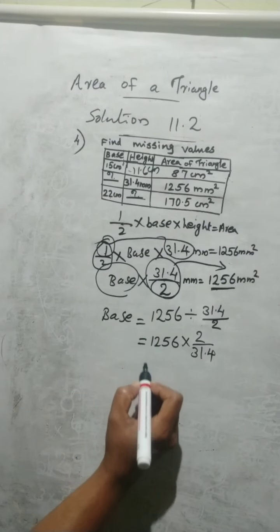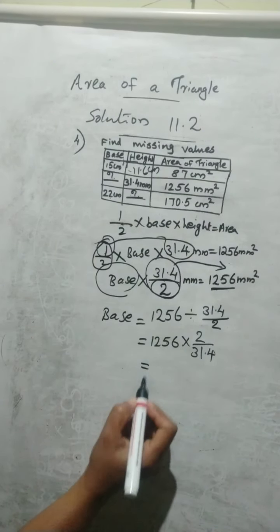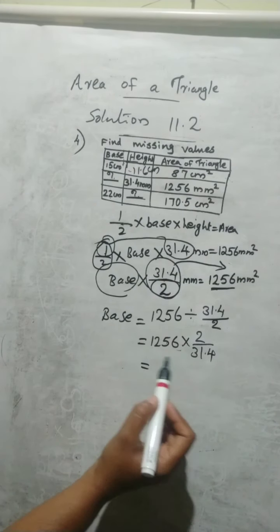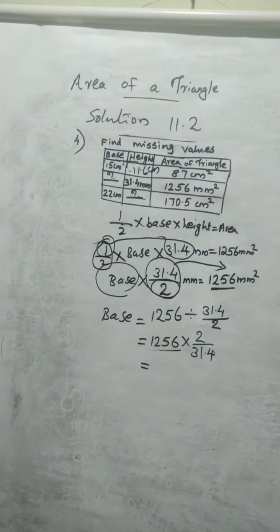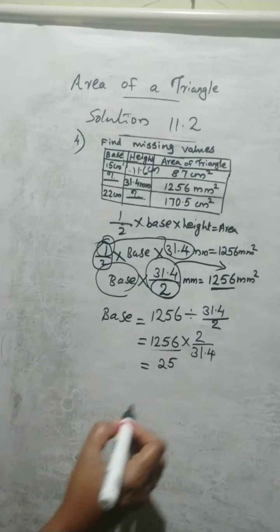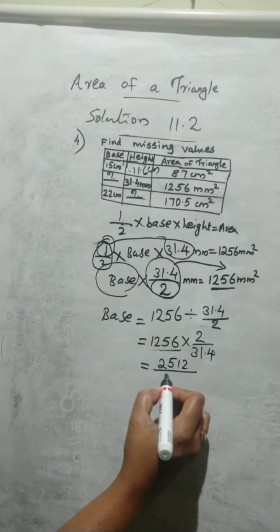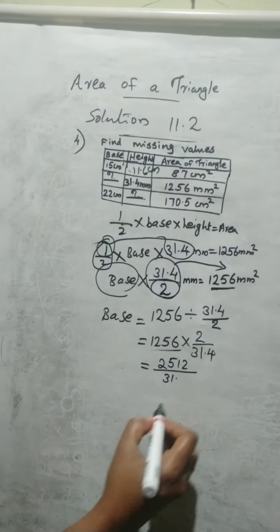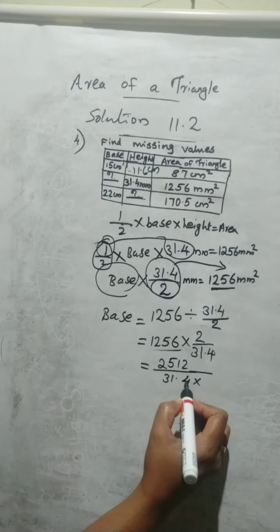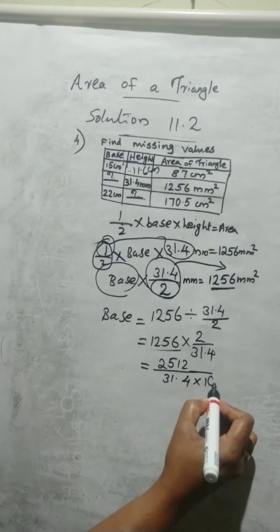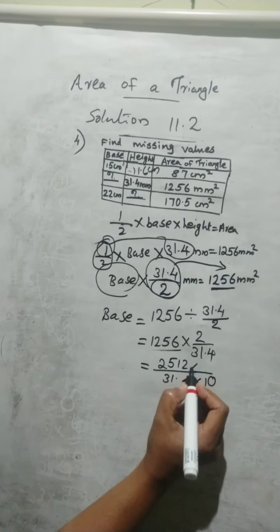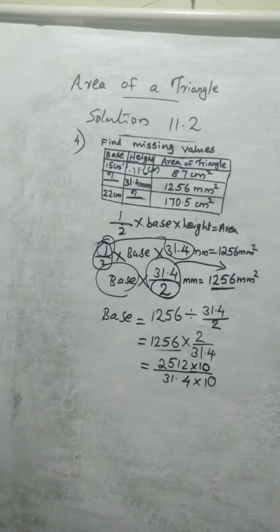Then we have to find 1256 times 2. Double of 1256. Multiplying by 2 means double of this number. So that is equal to 2512 divided by 31.4. How can we find this? First, we have to remove the decimal number from the denominator. Here one decimal digit is there. So multiply by 10. At that time we have to multiply the numerator also by 10.